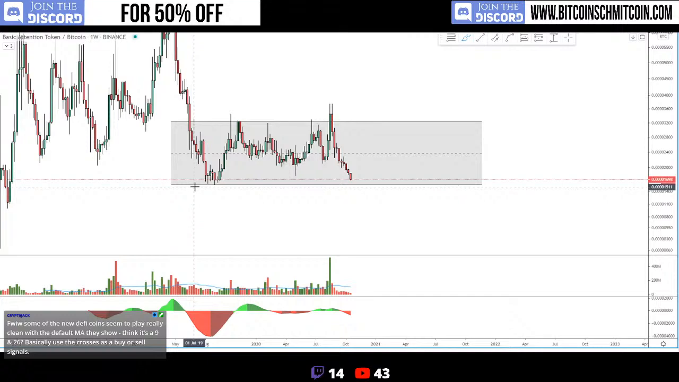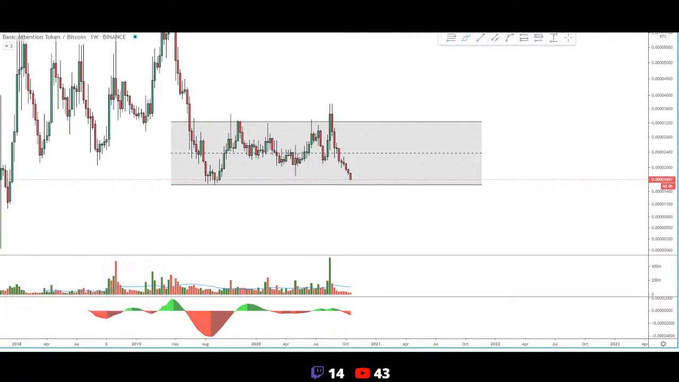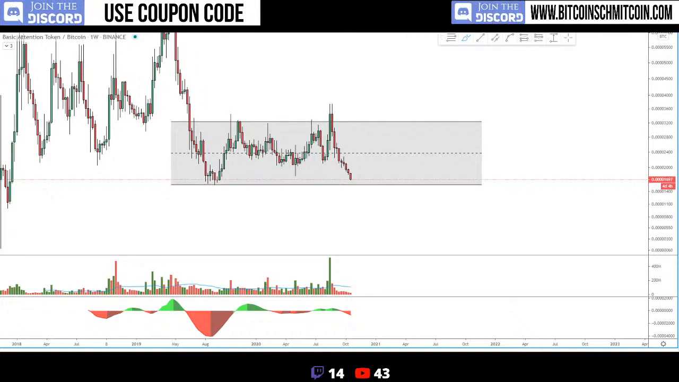For what it's worth, some of the new DeFi coins seem really clean with the default moving average they show. Okay, well, I still don't have interest in it. If you like to do DeFi coins, that's fine. I'm just saying my personal trade strategy has zero interest in that.